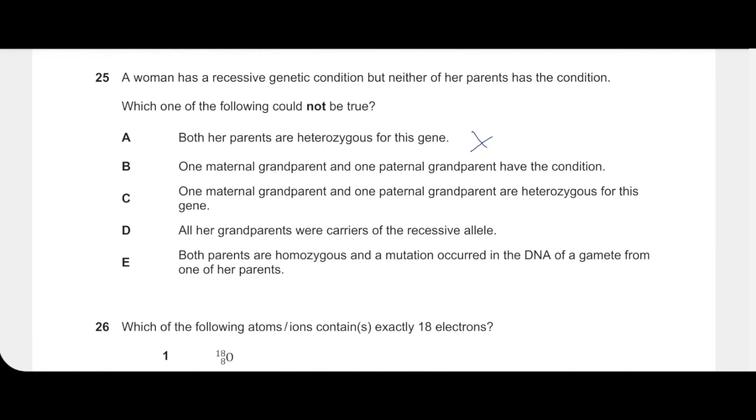Statement B, one maternal grandparent and one paternal grandparent have the condition. That's also a very big possibility. Both parents would have had to have inherited the recessive gene from somewhere, mainly being their parents' parents. Therefore, in theory, her mother could have received it from her mother, who was maybe heterozygous for the gene, and her father could have received the gene from his mother, who is heterozygous for the condition.